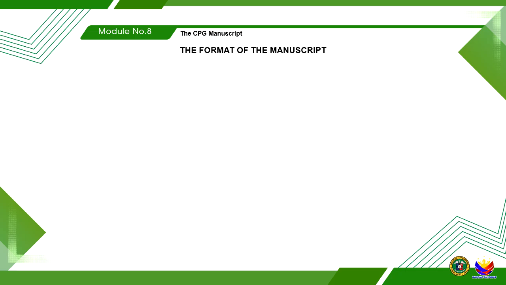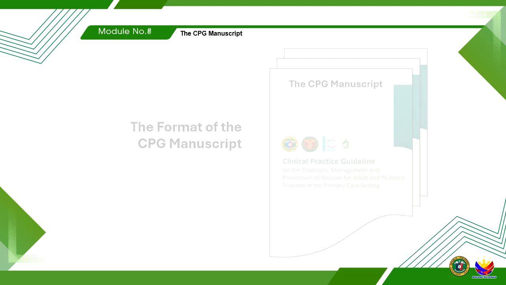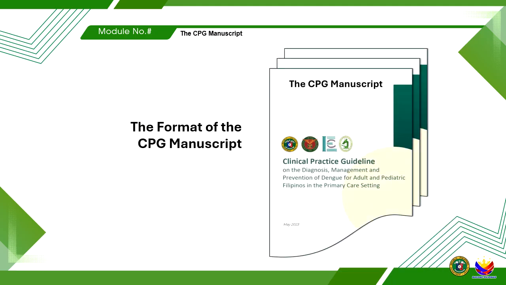The final CPG manuscript must follow a standardized format with specific structure, headings, and content. In order to ensure that the manuscript contains the essential contents of a good guideline, several checklists are available to guide CPG developers, as shown in the last column of the table. The parts of the CPG manuscript will be described in the succeeding slides.